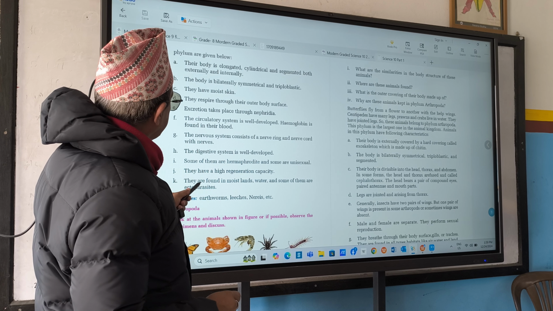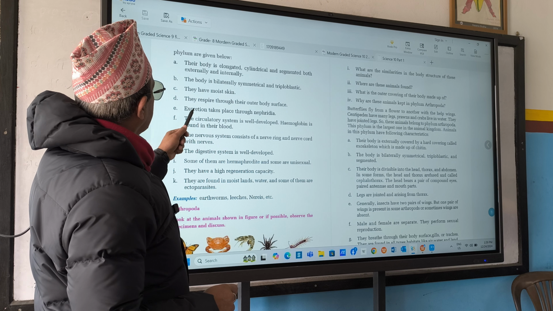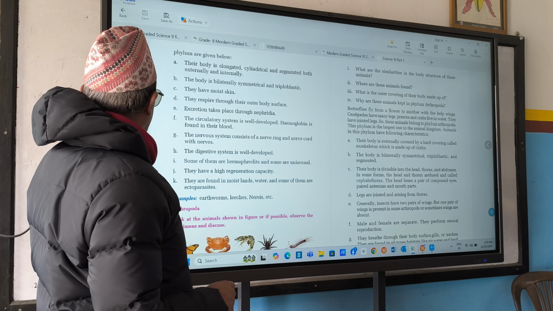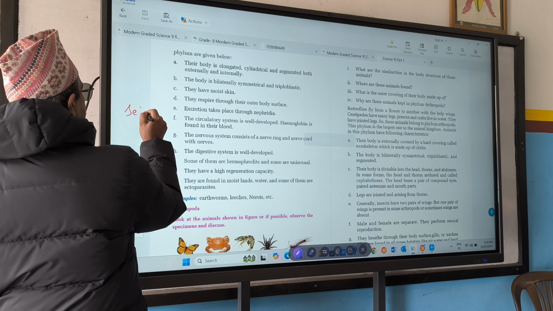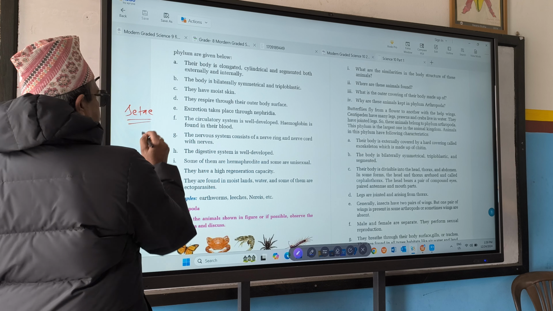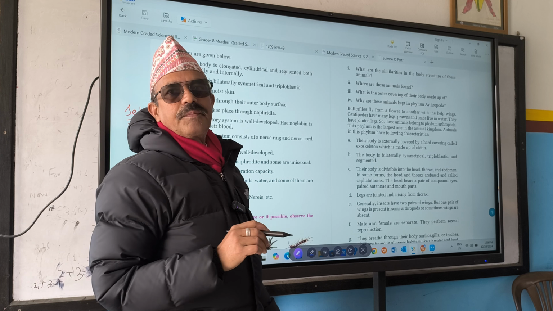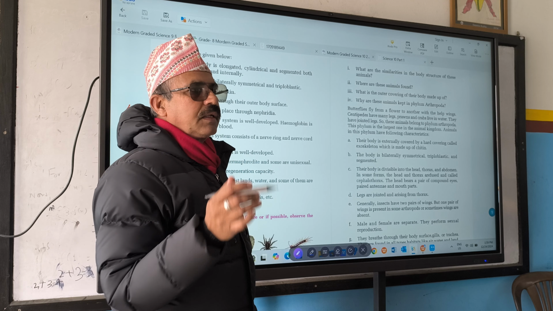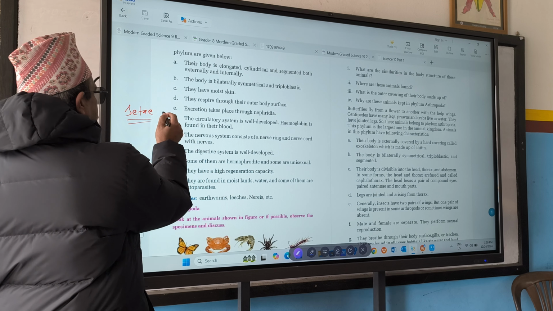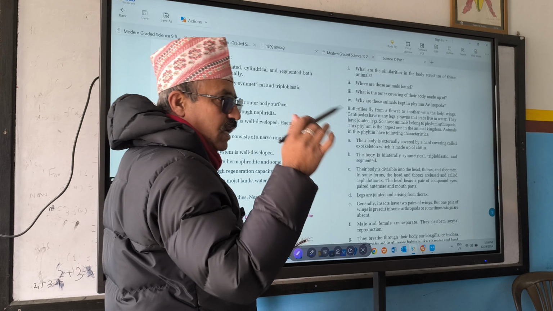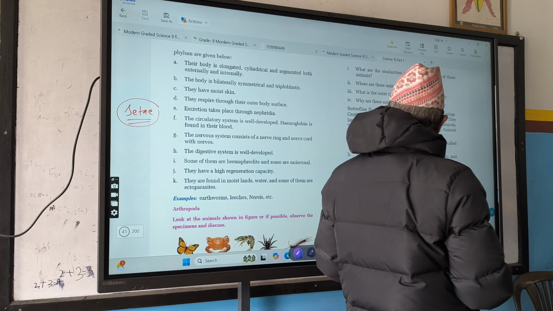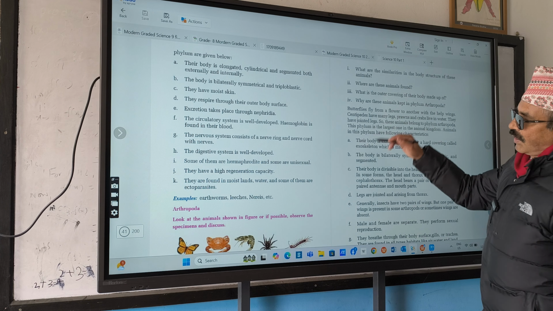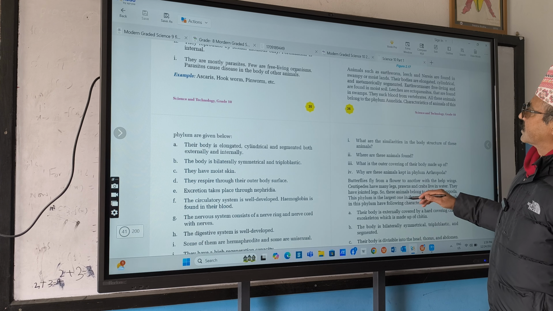Where is it given? It is given here. In this book it's not given. In our book it's given, right? Setae. Seta or parapodia. So this is very important. Segmented body, seta or parapodia. Example already given. Now what to discuss here?